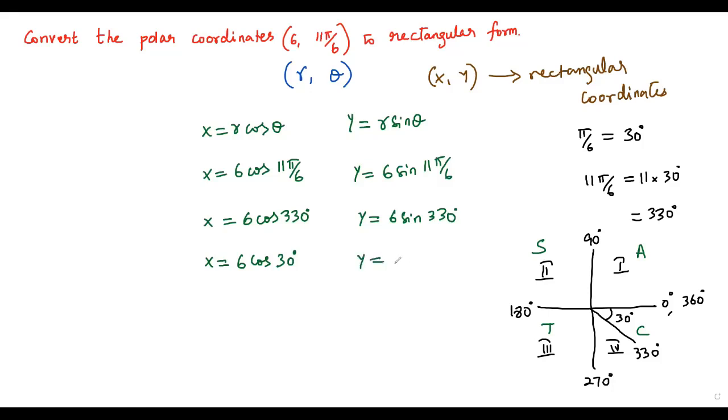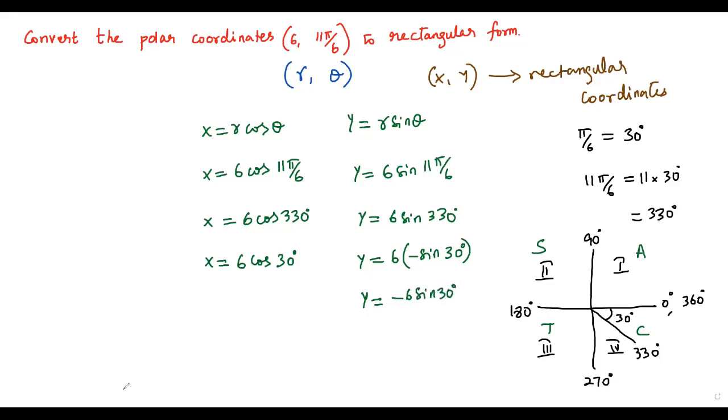Let me go to the second part. 330 degrees is in the fourth quadrant, but in the fourth quadrant, sine is negative, because only cosine and its reciprocal secant are positive. So we write 6 times negative sine of the reference angle, 30 degrees. So y equals 6 times negative sine 30 degrees, which is negative 6 sine 30 degrees.